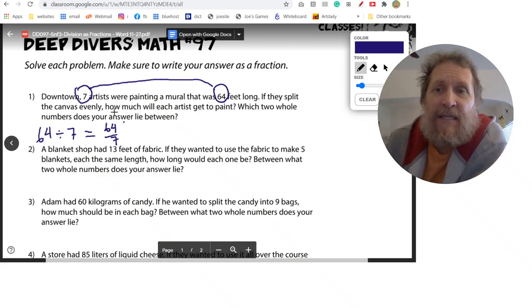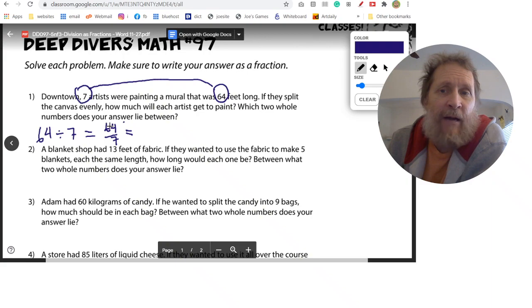So if they split the canvas evenly, how much will each artist get to paint? That's the answer right there. Each artist will get to paint 64 sevenths. Now, then they say, well, between which 2 whole numbers will this be? Well, there are a couple different ways to do it. And one way is to just think, well, what is this fraction as a mixed number? And for that, I need to think how many 7s will fit into 64.